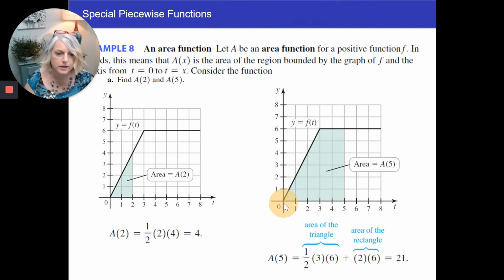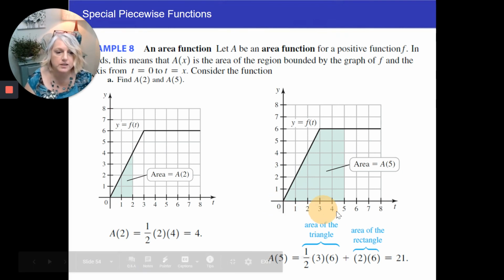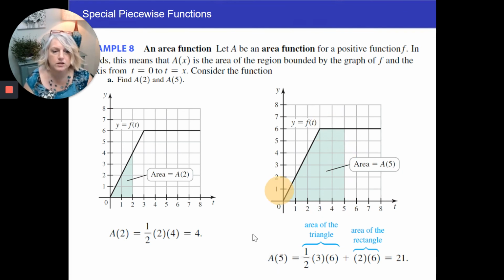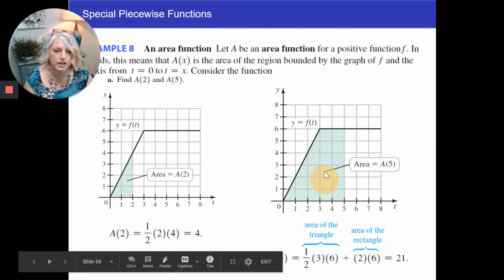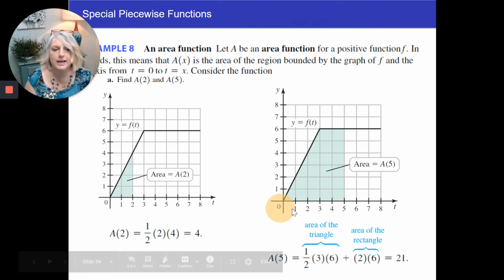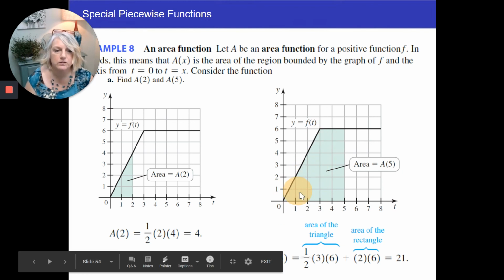All right, let's look at A of 5. Now, for this one, I want the area from 0 to 5, so I've drawn the line at x equals 5 up to the curve. Here's the curve and then the x-axis, so I shaded in that region. And this region, if you look at it, is the area of the triangle plus the area of a rectangle.